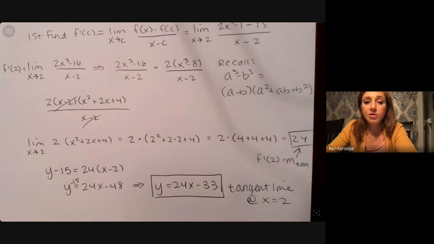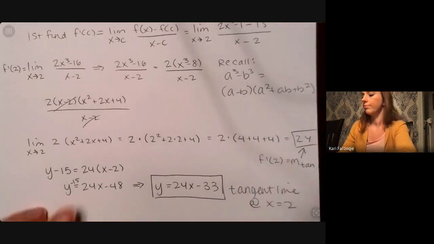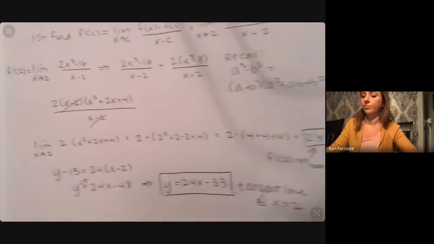Now, I did write in the directions that when you do this, we're going to graph the tangent line, the normal line, and the graph all on one set of coordinate axes. For now, don't worry about it. Just let it be. We'll graph those in a minute when we get done with the normal line. Okay, so that's your tangent line.